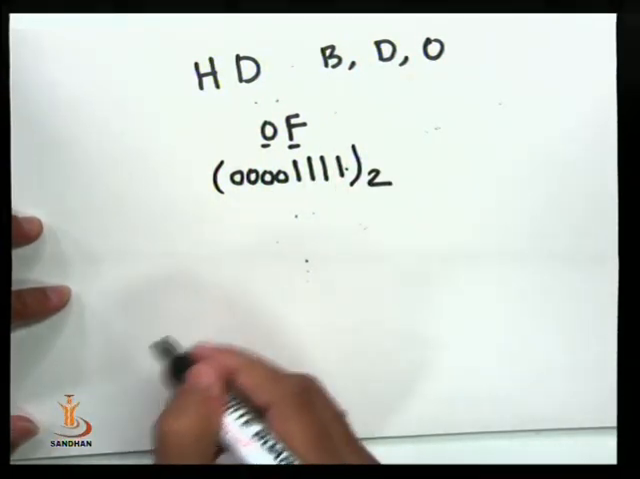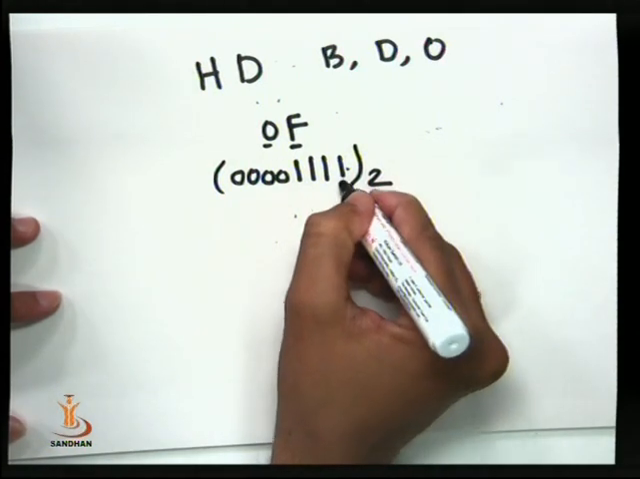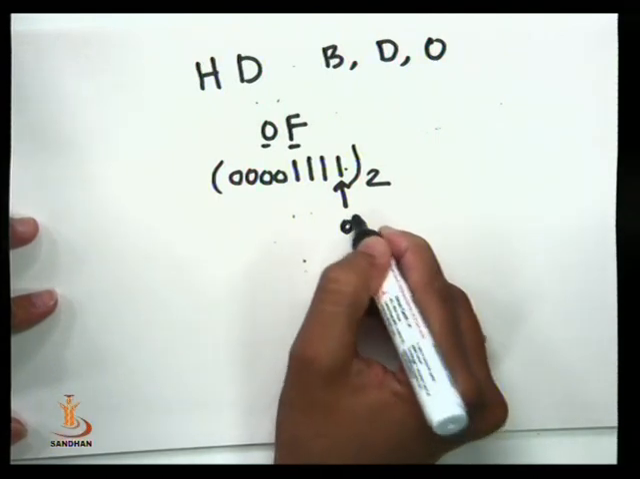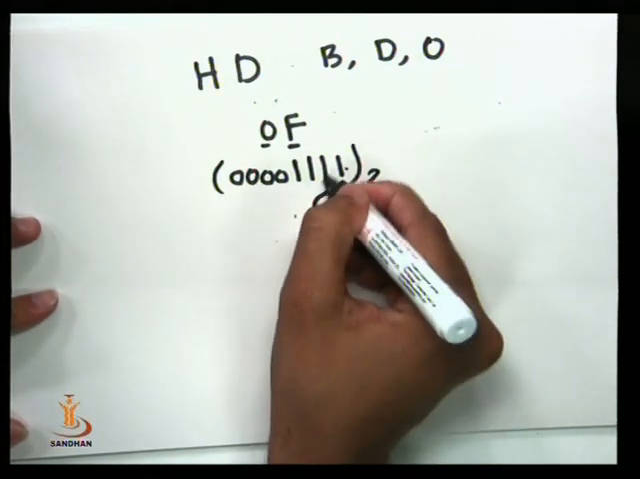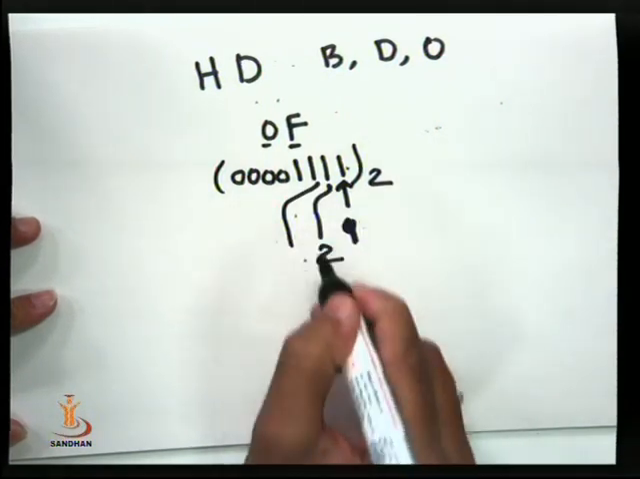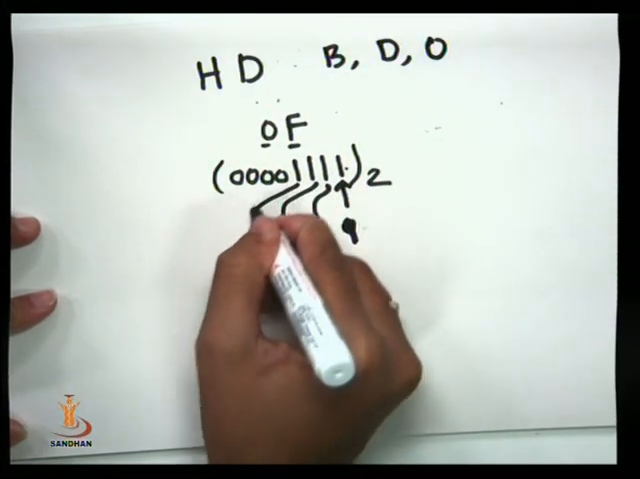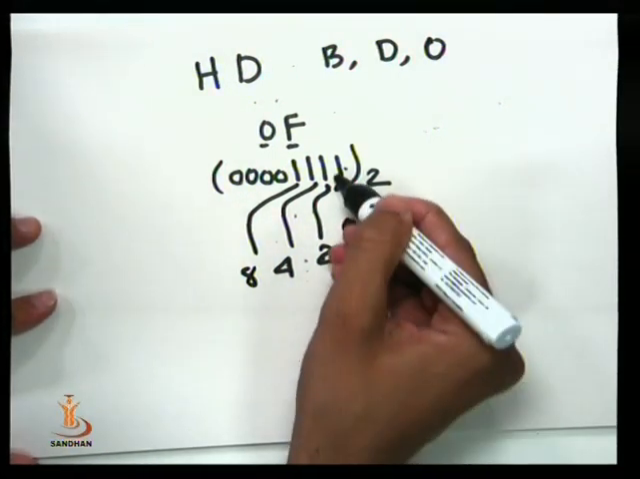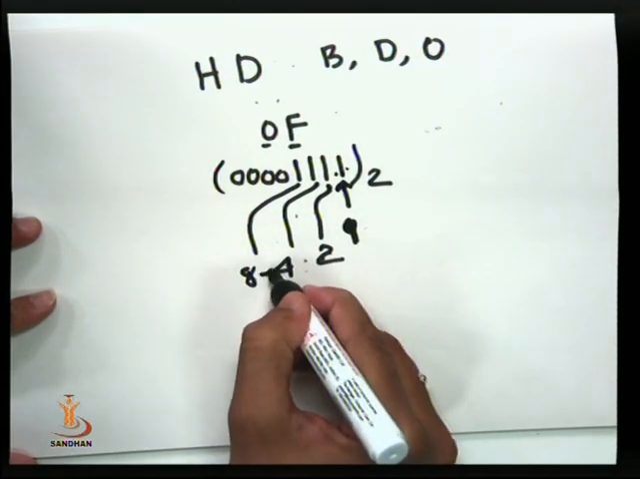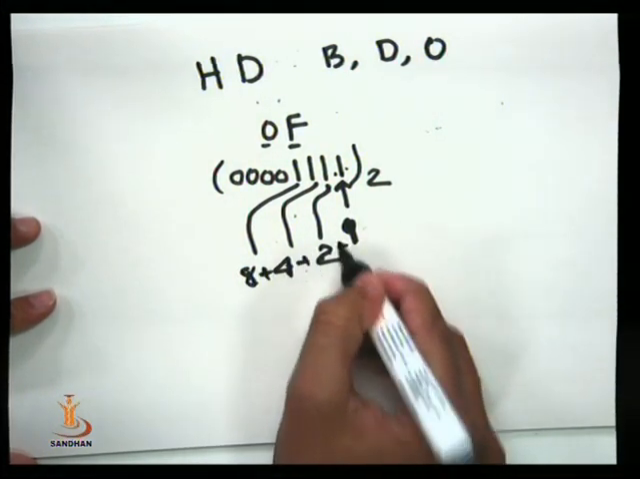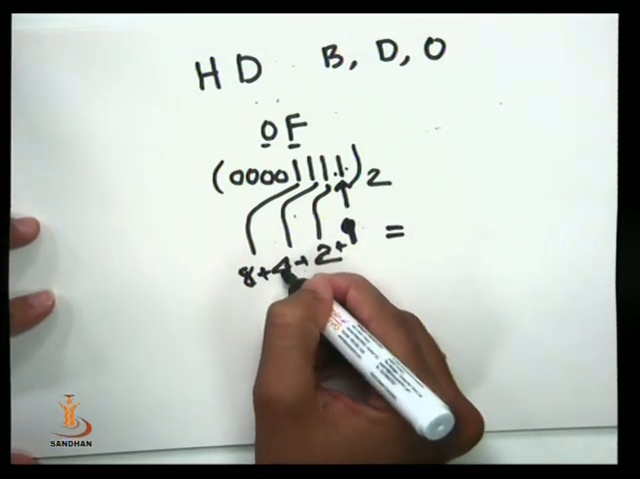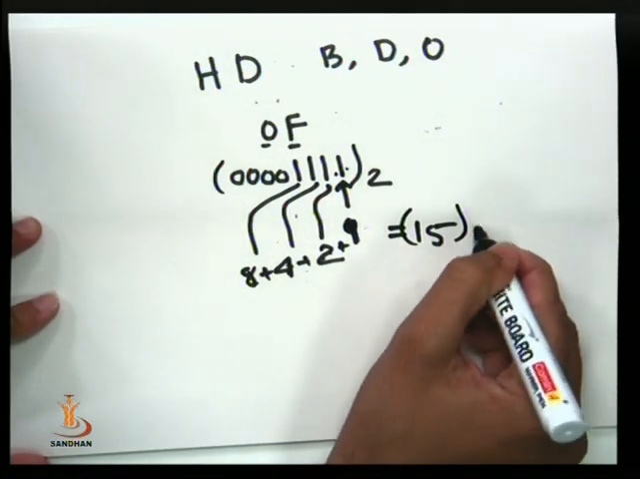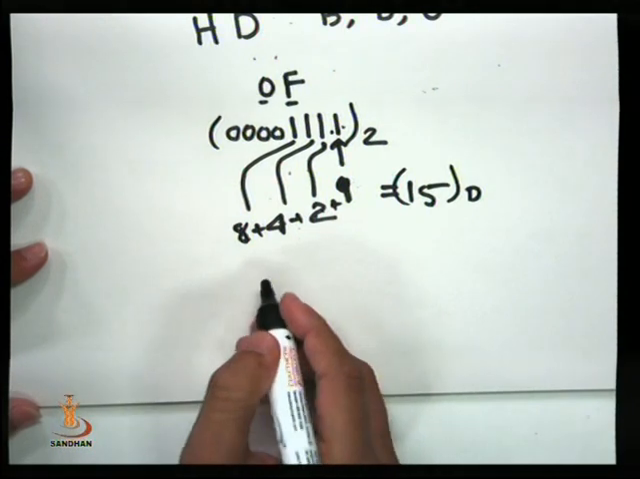Now binary to decimal. As we have seen, for binary to decimal you need to multiply the lowest significant digit by 1, then the next digit by 2, then by 4, then by 8. You will get 8, 4, 2, 1, and you add these numbers and will get 15. This one is hexadecimal to decimal.